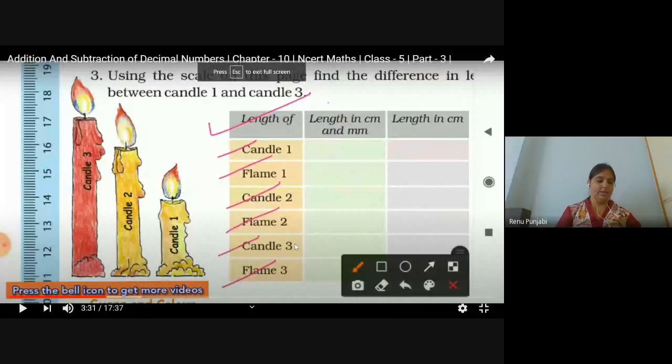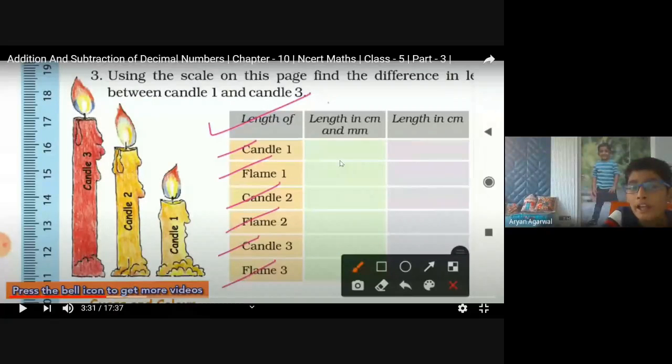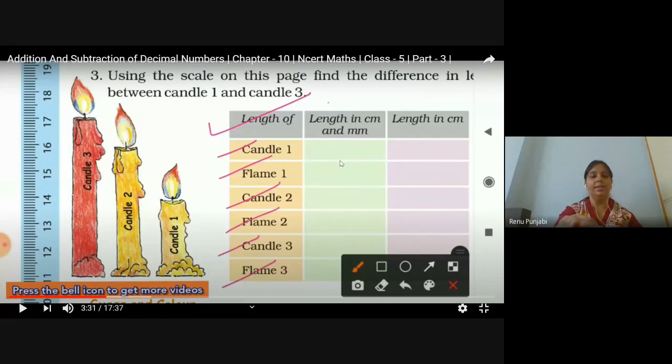Yes, it's written, using the scale on this page, find the difference in the length between candle 1 and candle 3. So before finding the difference, you have to measure these candles with the scale. First, you have to write the measurement of candle 1. Ma'am, I have done the measurement of candle one. It came 3 centimeters.